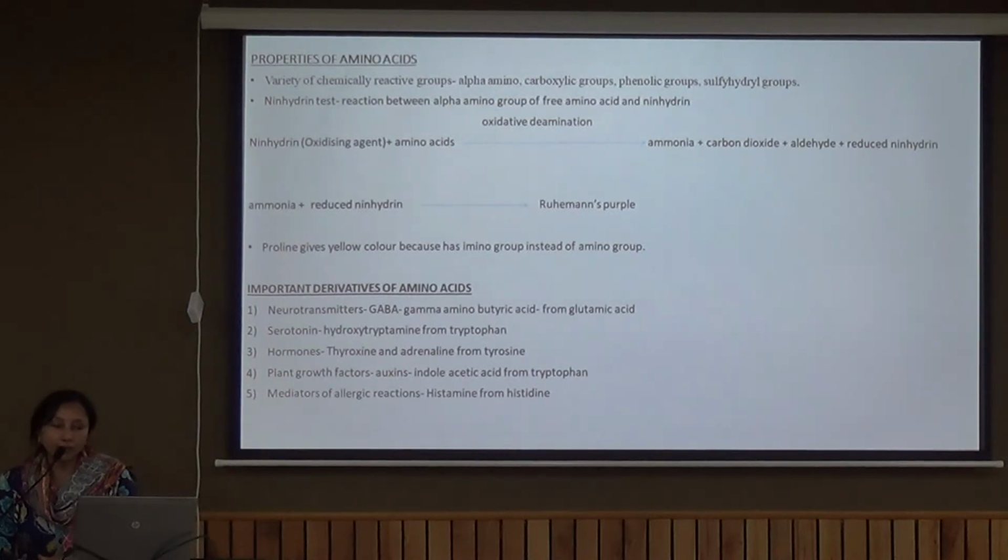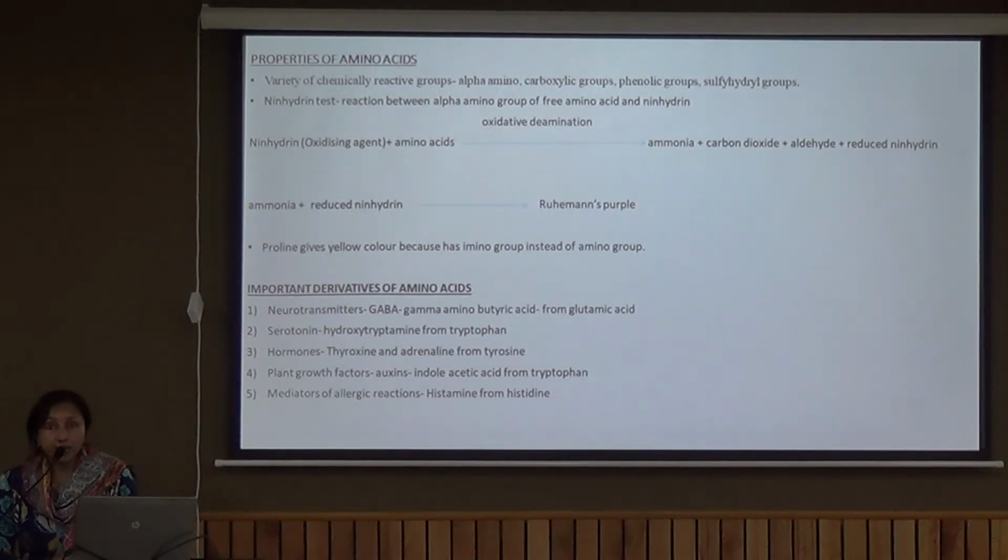What actually happens? Ninhydrin, which is an oxidizing agent, reacts with amino acids, undergoing oxidative deamination, which leads to the formation of ammonia, carbon dioxide, aldehyde plus reduced ninhydrin. Now the reduced ninhydrin and ammonia react to form Ruhemann's purple. So the appearance of a purplish color means amino acids are present there.